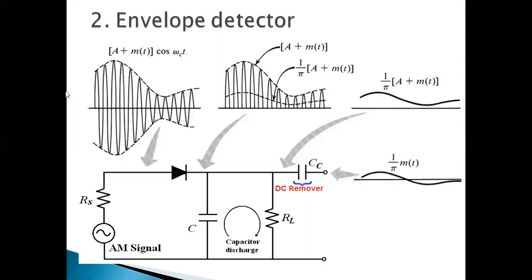So when the input signal becomes greater than the voltage across the capacitance, the diode again conducts and the process is repeated. The process is charging of the capacitance and discharging of the capacitance. Okay, so in this diagram, this is how the capacitor charges and discharges.